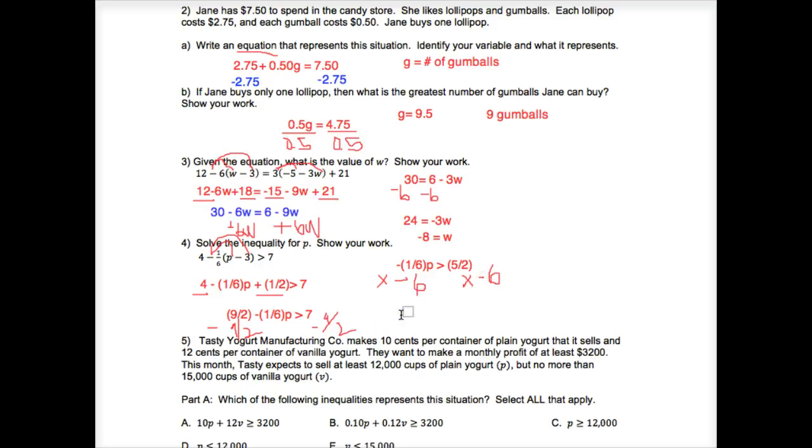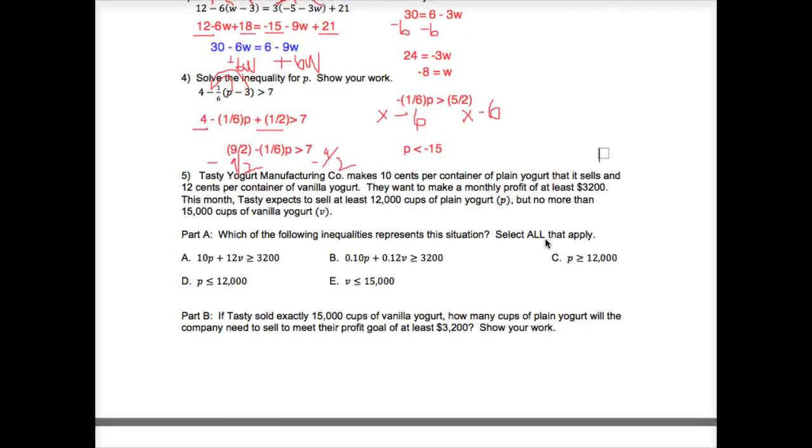That's going to give us p alone. We multiplied by a negative number, so that means we need to flip the symbol. And then 5/2 times -6 gives us -15. So p is less than -15 for our solution there.